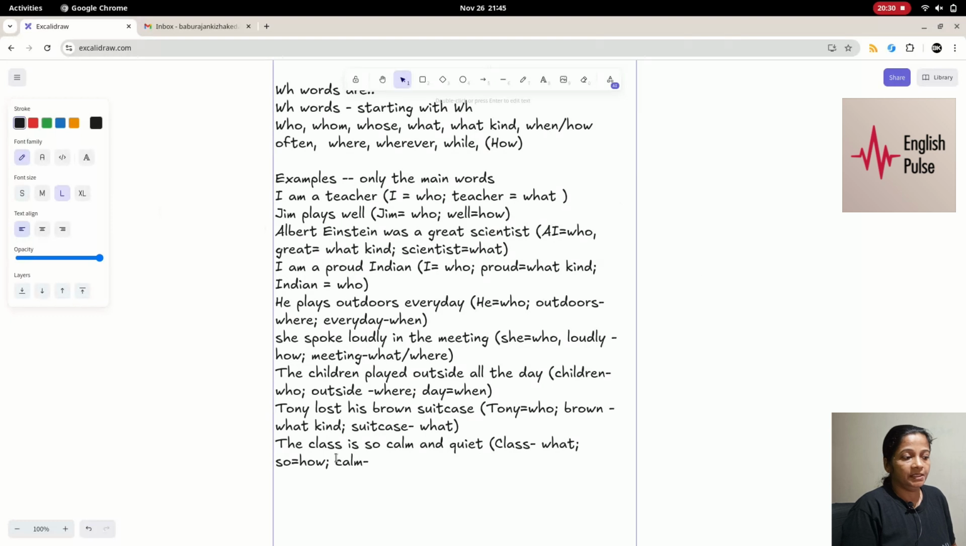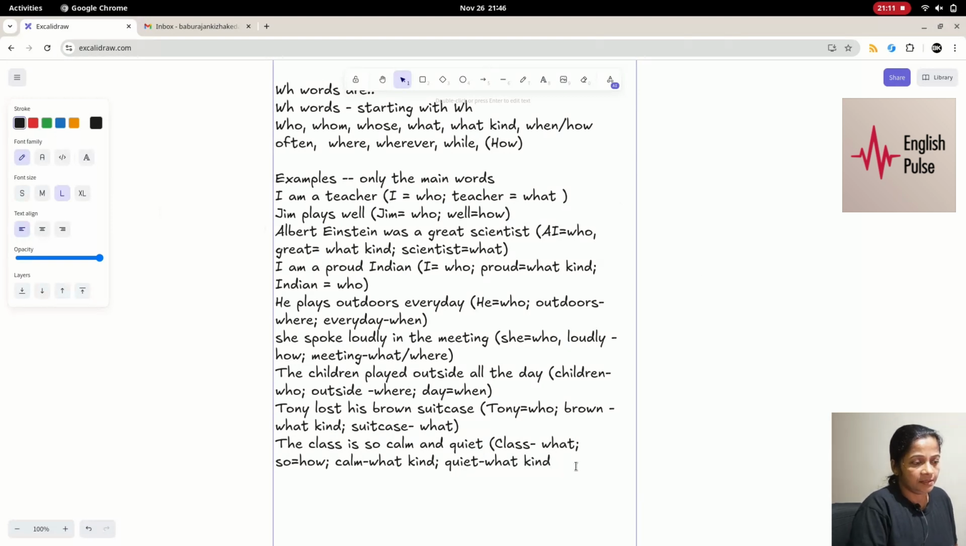Calm is what here? Class is so what? It is not what. Actually, this calm is what kind. If you see, it is describing the class. We are saying calm student or calm class. What kind of class? So it is calm class. Quiet. Again, the class is quiet. Okay. So it is not what, it is what kind.